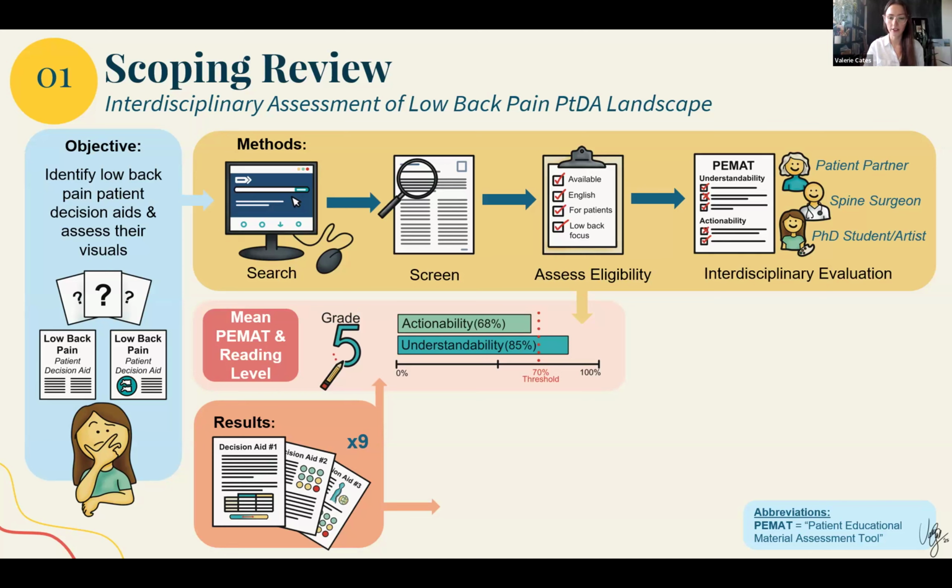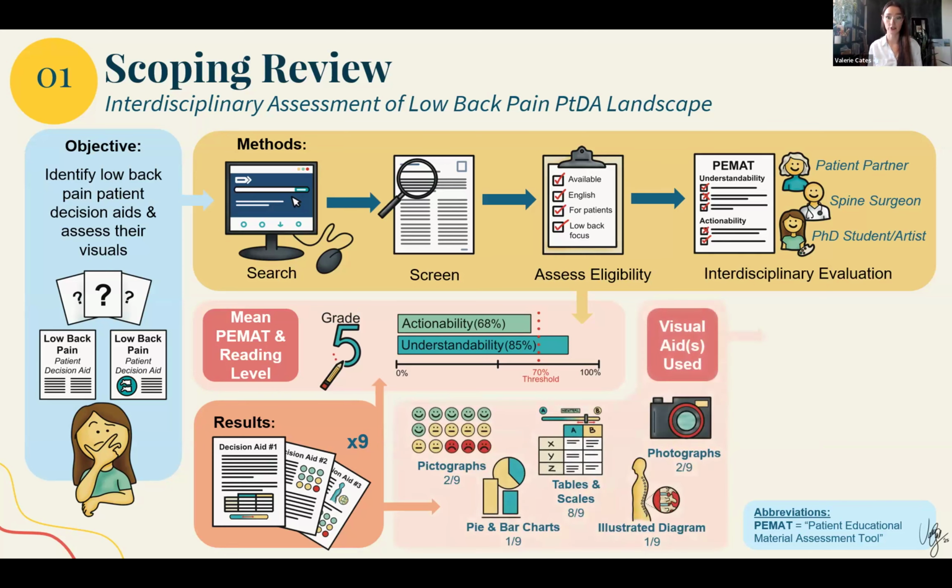We also spent a fair bit of time discussing the visual side. Predominantly, most of the decision aids tended to use tables and scales as their primary visual aid, but think about what a table is. It still is a text-based format of presenting information. So that was interesting to see.